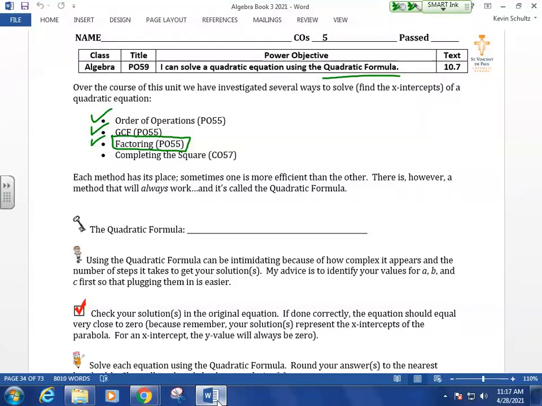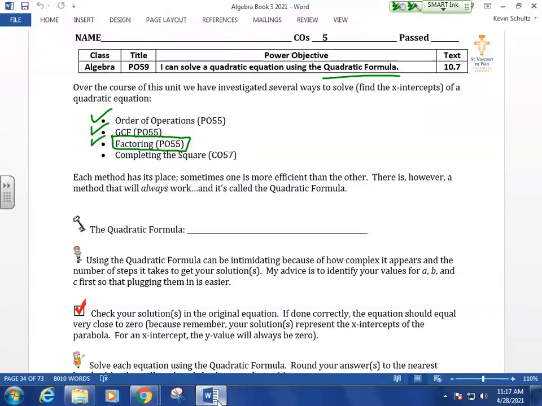They were prime. And at that time, I said that it doesn't mean it's not a parabola. It doesn't mean there even aren't any x-intercepts. It just means it's not factorable, because not every parabola is. So the quadratic formula gets us around that.